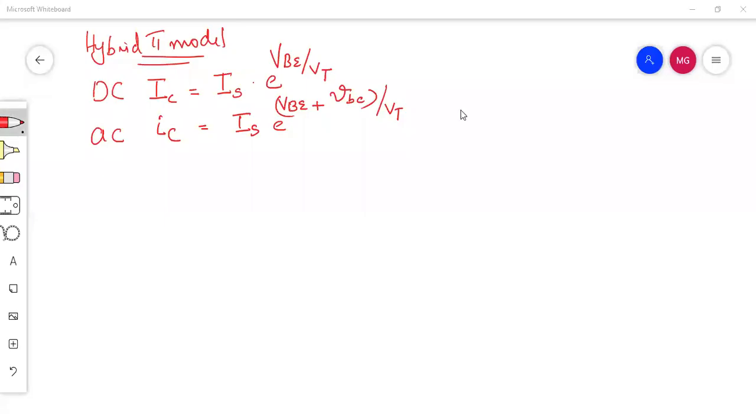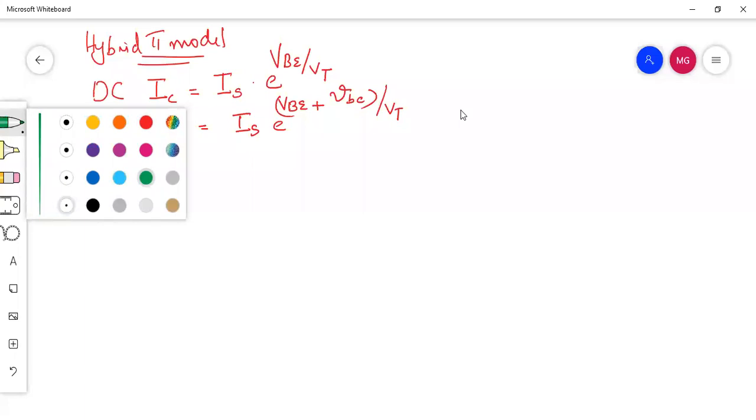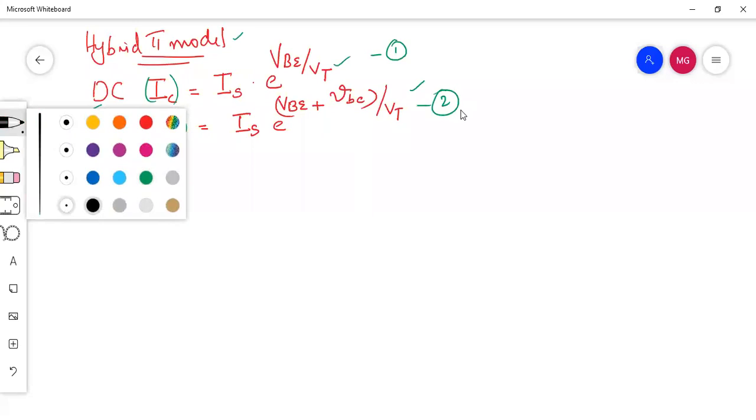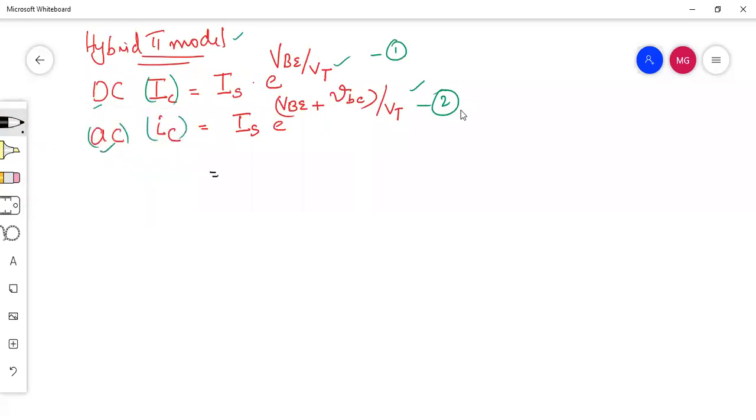So in the last class, we discussed the hybrid pi model, the total collector current in DC analysis and the total current in the AC analysis. These are the two equations that we derived in the last class: this is equation number 1 and this is equation number 2. The second equation can be modified like this.